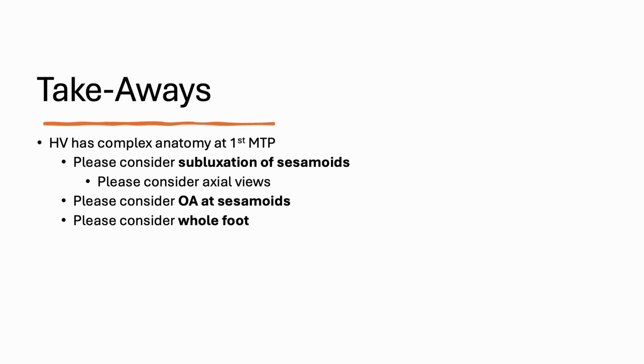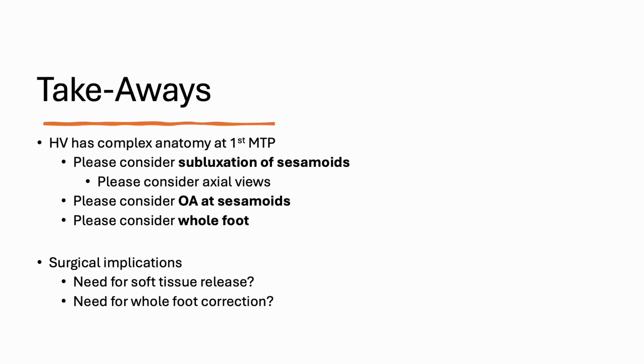Takeaways. Hallux valgus is a complex deformity. Consider subluxation of the sesamoid. Kim et al. found about 70%. We found about 80%. So you might need to consider a lateral release. Always consider those axial views like I was just talking about. Please consider arthritis at the sesamoids, and then please consider the whole foot. Again, surgical implications: do you do a lateral release? Do you need to do a whole foot correction? I think that's up to you and your patients, making those decisions together.